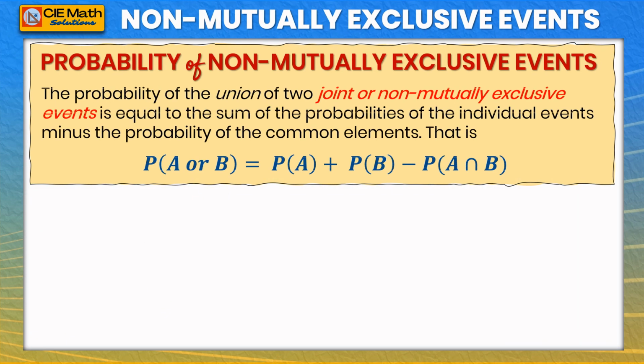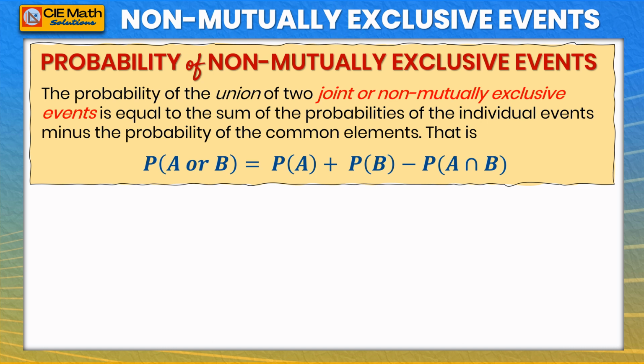The probability of non-mutually exclusive events is equal to the sum of the probabilities of the individual events minus the probability of the common elements. In other words, probability of A or B is equal to probability of A plus probability of B minus probability of A intersection B. You simply add the individual probabilities of A and B, and then you subtract the probability of the common elements between them, since they are non-mutually exclusive.